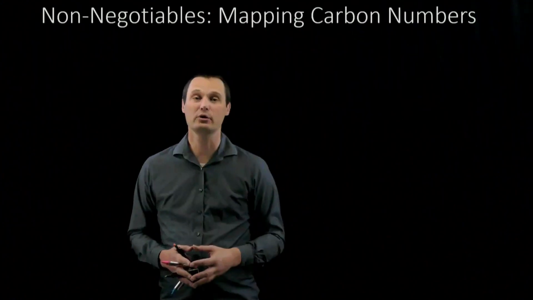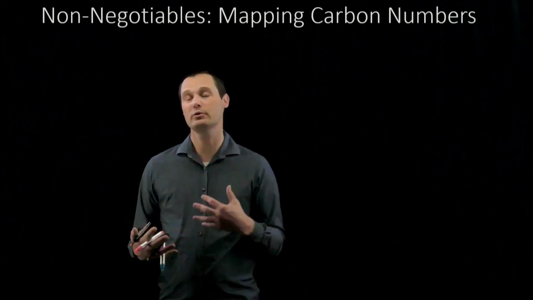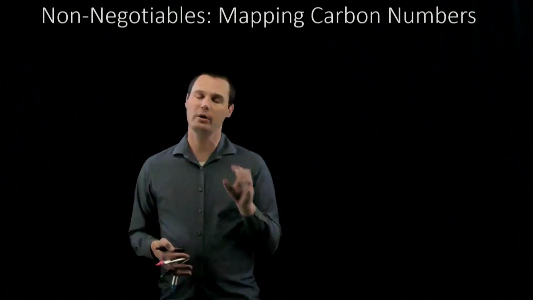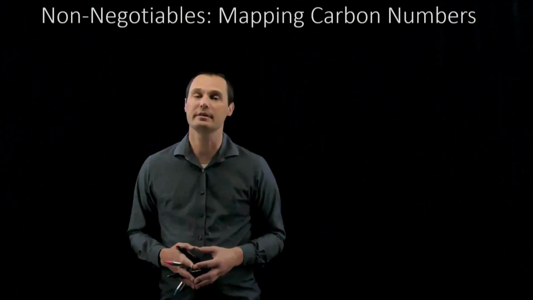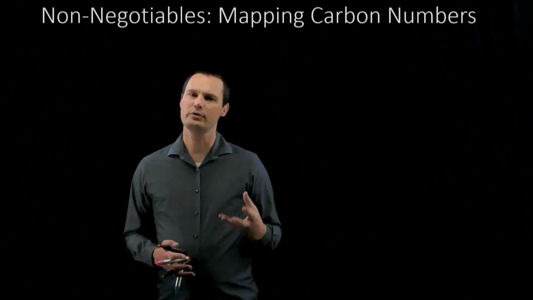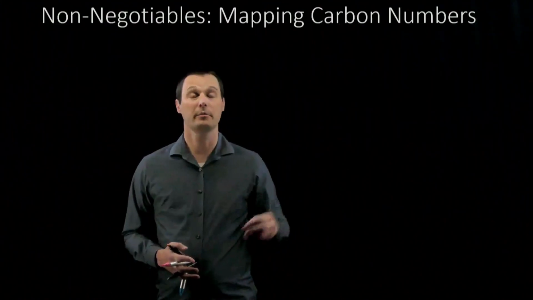Carbon numbers, they're non-negotiable. When I'm in office hours with students and students are struggling to figure out how to draw the product of a reaction, one of the things I almost always do is say, let's go ahead and number the carbons in this starting material and let's see if we can figure out where they're going to end up in the product. And that's usually enough to slow the student down, help them figure out what's going on, and help them draw the product.